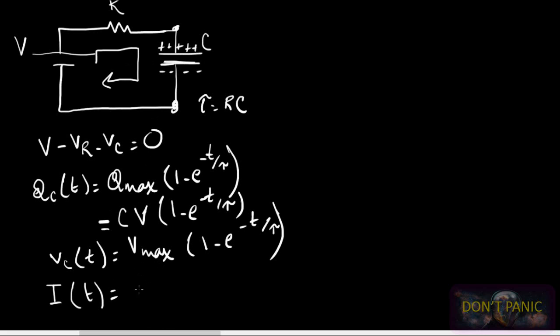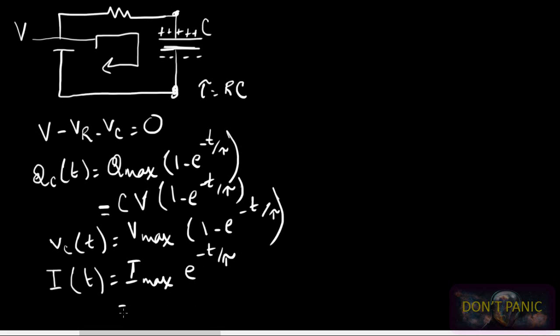So what's happening to the current is it starts out at its maximum value, and instead of 1 minus e to the minus t over tau, it's e to the minus t over tau. I max is the voltage of the battery divided by the resistance, times e to the minus t over tau. So when we have the capacitor in the circuit, along with V over R, which is the normal current term from Ohm's law, you also have this factor of e to the minus t over tau.